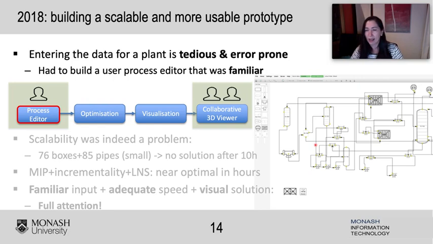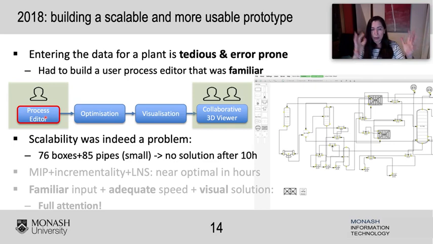And suddenly scalability was indeed a problem, because we didn't take the full plant, we took a bigger part of the plant, and it was 76 boxes and 85 pipes, which is pretty small. Normal plants are hundreds. No solution. Not just no optimal solution. No solution after 10 hours.